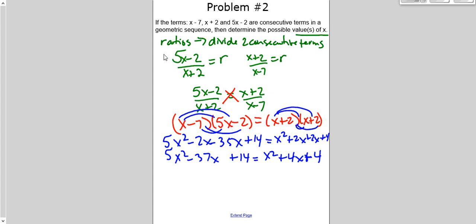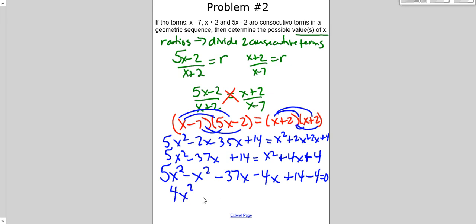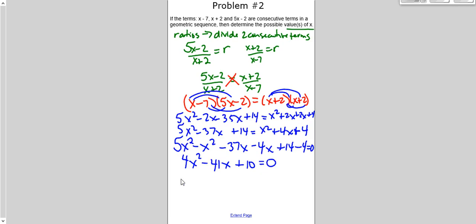All right, so then I'm going to move all my terms onto one side. So 5x squared, I'm going to bring that x squared over. It's going to become a negative x squared. And negative 37x minus 4x plus 14 minus 4. And that equals 0. So I moved everything over onto the left. So I have 4x squared minus 41x plus 10 equals 0. And then from here, I want to factor this.